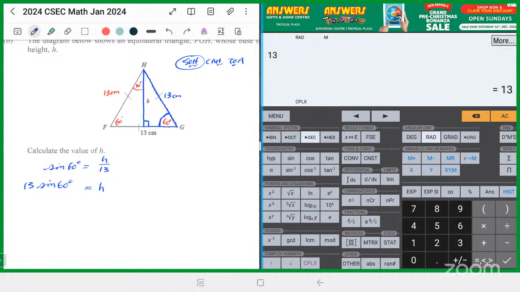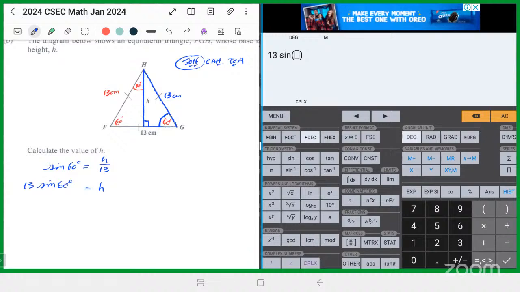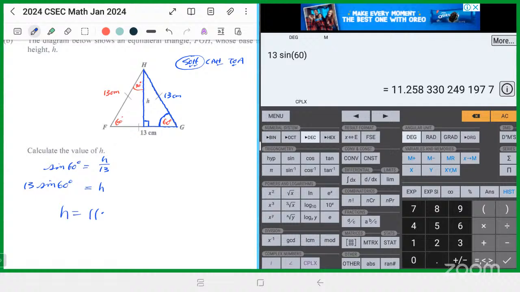So we're doing 13 times the sine. Now notice that this calculator is in radians. So the RAD up at the top there, I don't want radians. I've changed it to degrees. I'm working in degrees. That's what I told you in the class. Make sure your calculator is in the right measure for angle. So we're doing the sine of 60 degrees now. Put in the 60 there. And so the answer is 11.3, to three significant figures. So the H would be 11.3 centimeters. That's one way to do it.